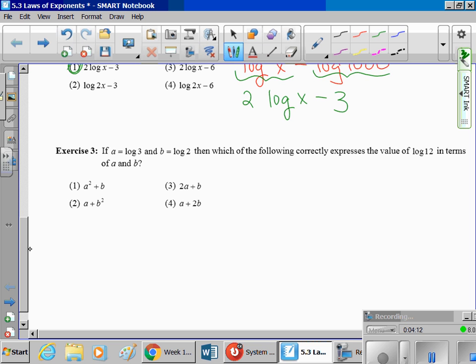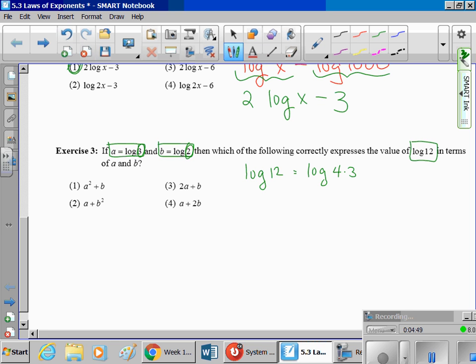Exercise 3. If a is equal to log of 3 and b is equal to log of 2, then which of the following correctly expresses log of 12 in terms of a and b? So basically what that tells me is I'm going to rewrite 12 in terms of 2 and 3. Because the first time I looked at this, I thought to myself, well, the log of 12 is the same thing as the log of 4 times 3, but 4 doesn't help me. So this was my first thought.